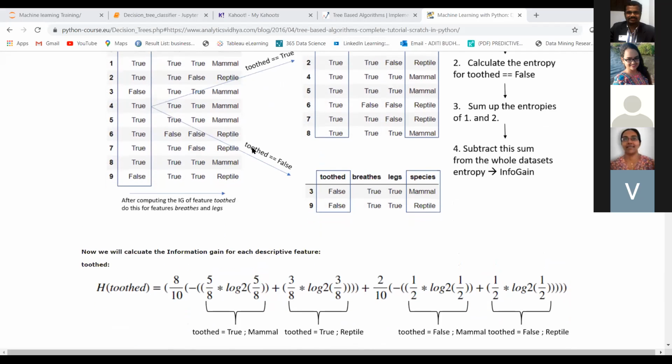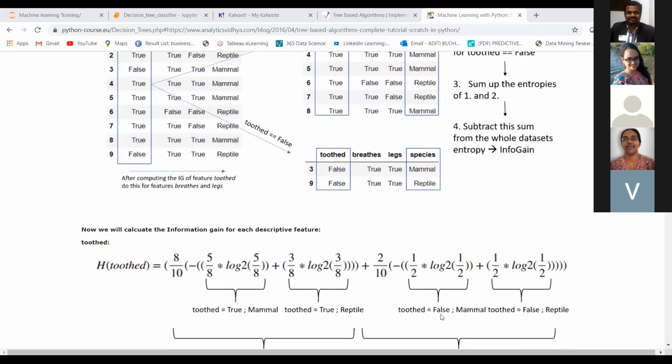Now, again, we will follow the same formula when this tooth feature is false. So here you can see when the tooth feature is false and that animal is a mammal, what is the probability?